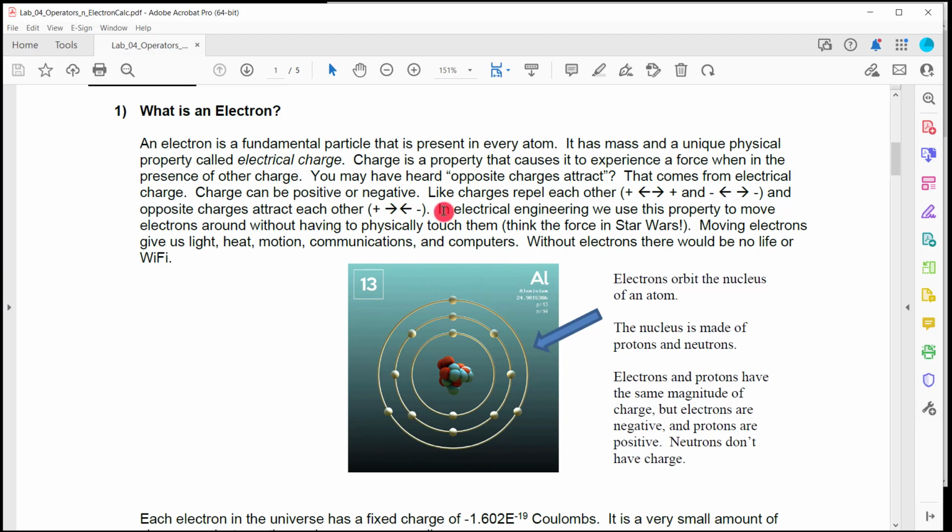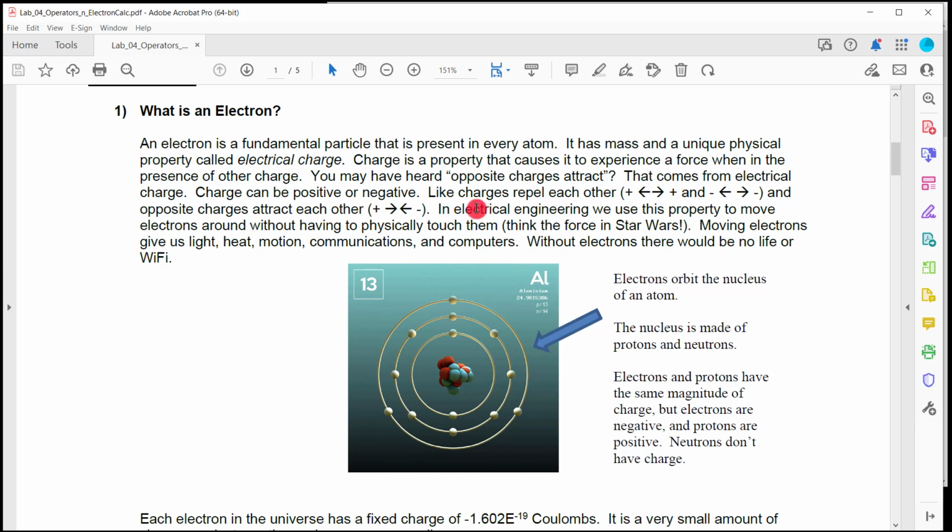Okay, so let's just briefly cover what an electron is. An electron is a fundamental particle that is present in atoms. If you think about the atomic structure of a material, you have neutrons, protons, and electrons. If you look at something like hydrogen, you have 1 electron, 1 neutron, and 1 proton. The proton and neutron sit in the middle to form the nucleus, and the electron orbits around it.